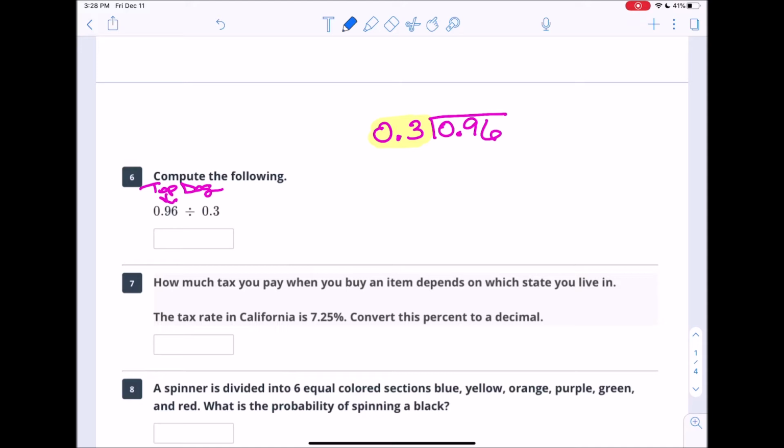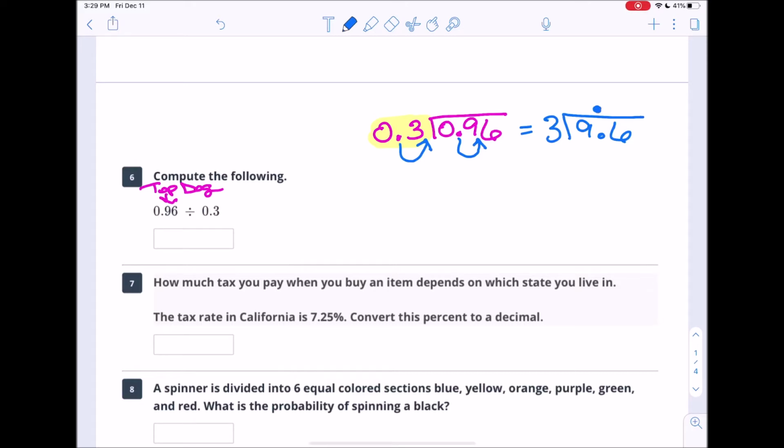So in order to make 0.3 into a whole number, I'm going to have to move the decimal over to the end, one place. I can do that if I also do the same thing inside the house. So I'm going to take the decimal inside the house and also move it one place. Okay, and that's going to give me 3 into 9.6. Now I'm ready to divide.